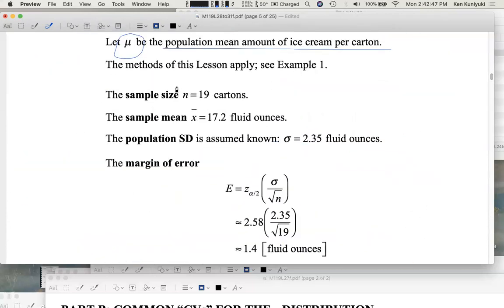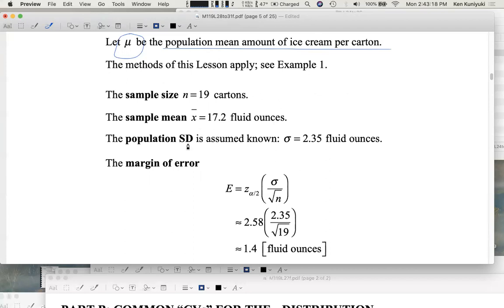All right, same cast of characters regarding the sample statistics. The sample size n equals 19 because we sampled 19 cartons and found out how much ice cream was in these 19 cartons. The sample mean: if you take the amounts of ice cream, put them in an Excel worksheet, for example, or maybe a calculator, and work out the sample mean, we get 17.2 fluid ounces.